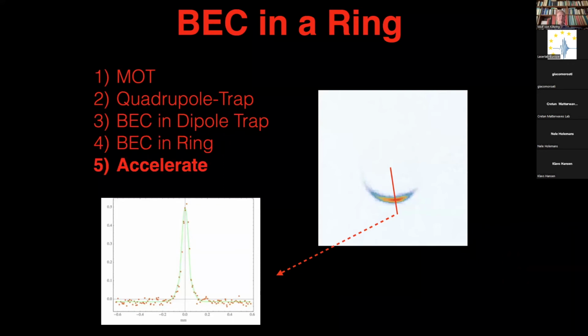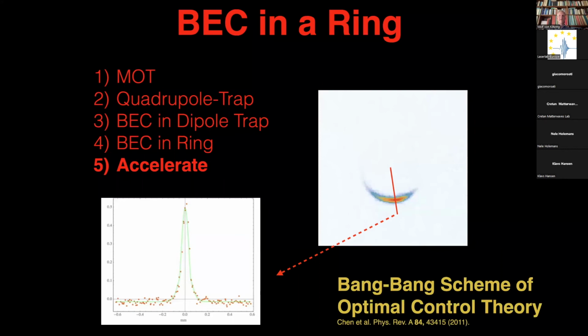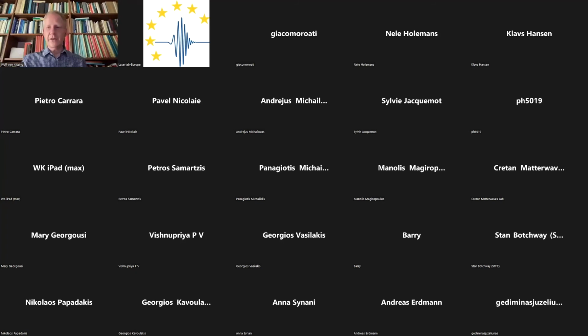Okay, and then we accelerate. And when we accelerate, we use the famous bang-bang scheme of optimal control theory. And I'm going to be very, very daring, which I'm probably going to regret, but I'm going to switch off the shared screen for a moment and go to the camera. I hope that you can still hear me, because I've brought you along a little rubidium atom to demonstrate to you how the bang-bang scheme works.